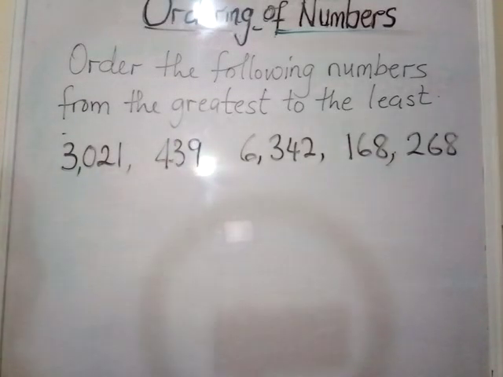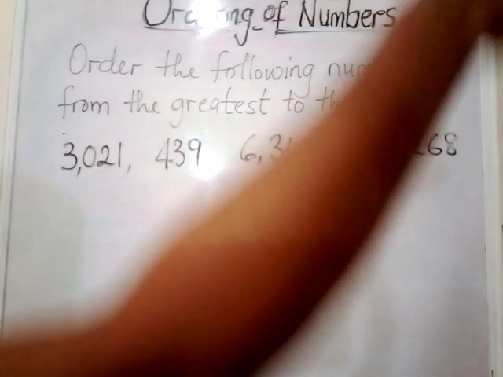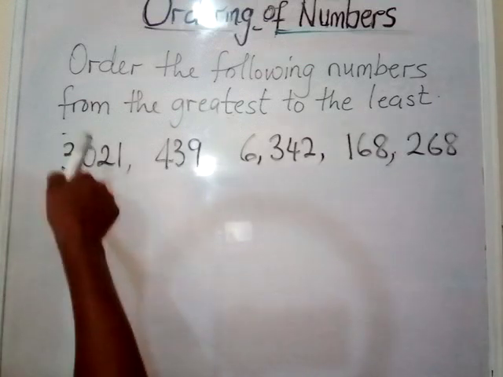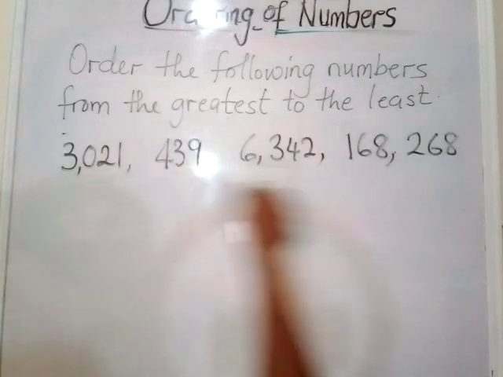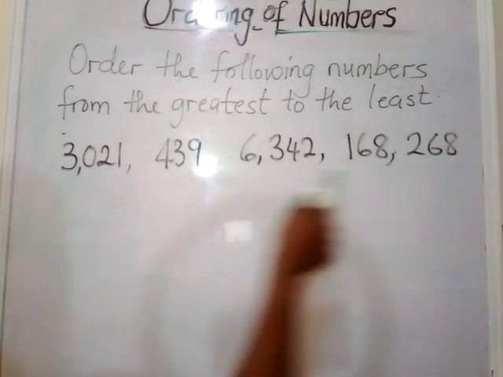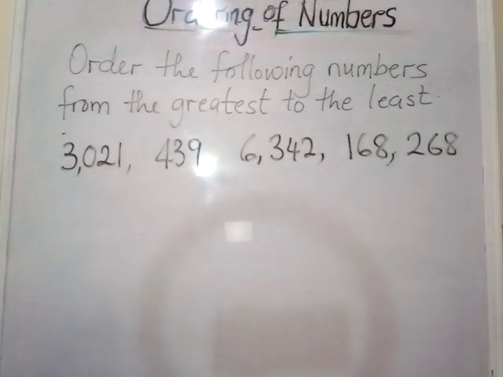But when you're starting from the smallest to the largest, it will read, arrange the following numbers in ascending order. Ascend means to go up. Descend means to come down. So we are doing this one in descending order. Okay, so since we are starting from the largest, let's look at the numbers and see which we can pick out as the largest number.